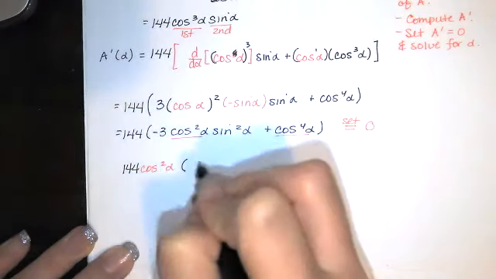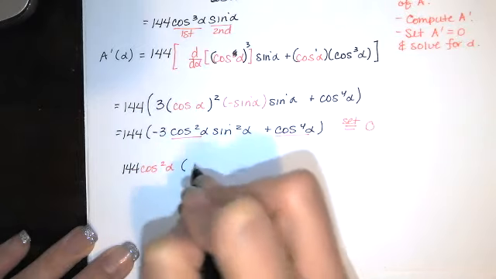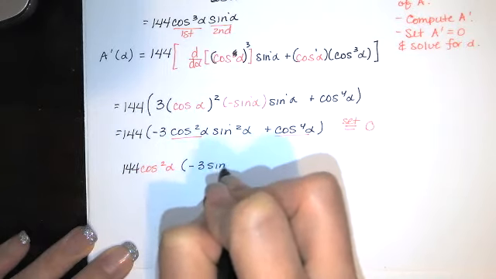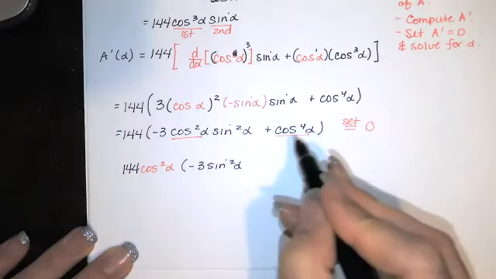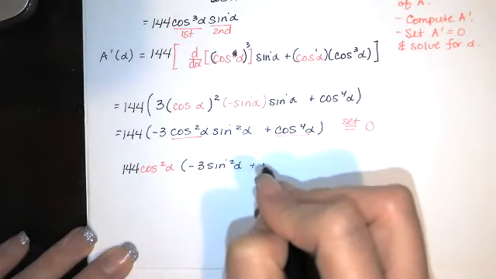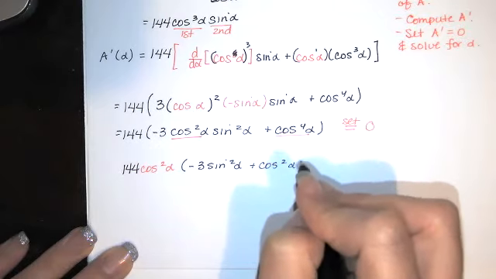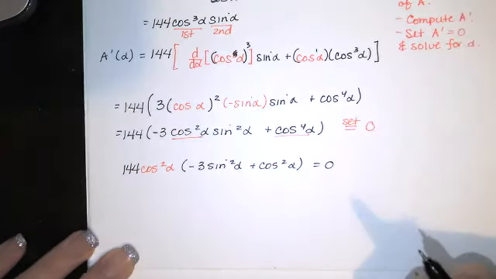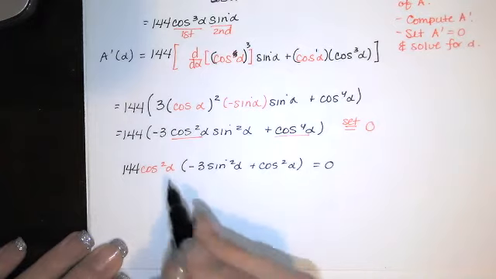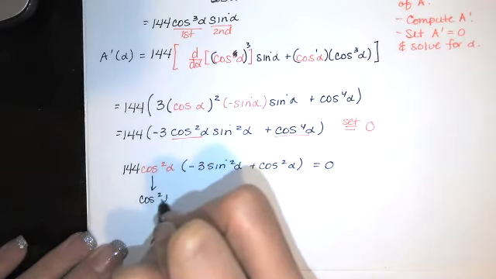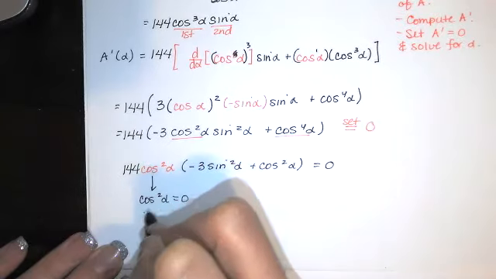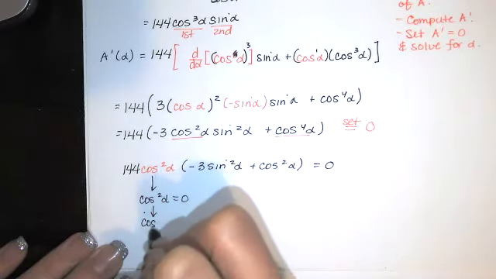And then we're left with a negative 3 sine squared alpha. And I took out cosine squared, so there are 2 more cosines left. The only way this product is 0 is if one of the factors is 0. Cosine squared alpha equals 0 when cosine of alpha equals 0.